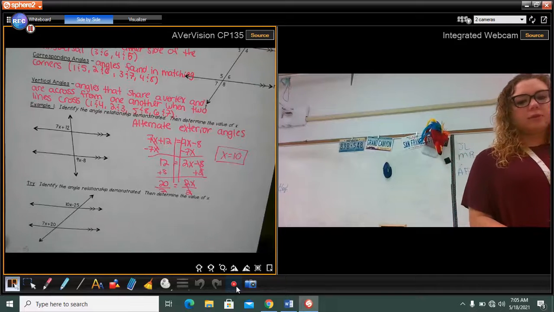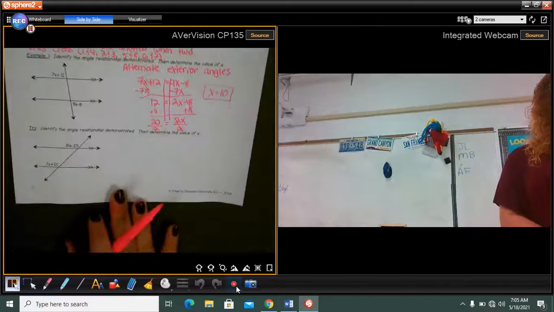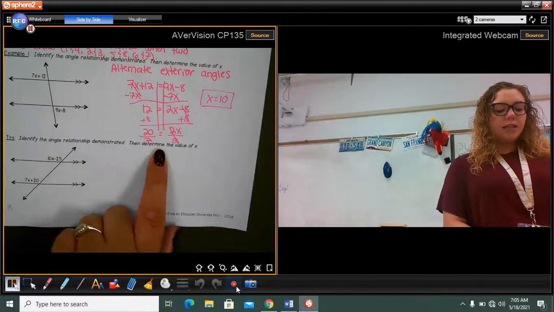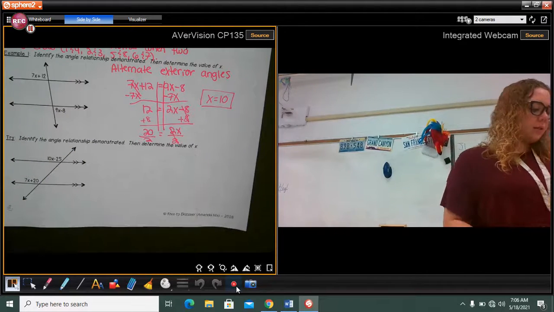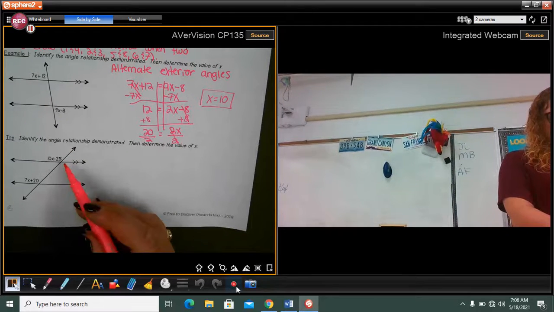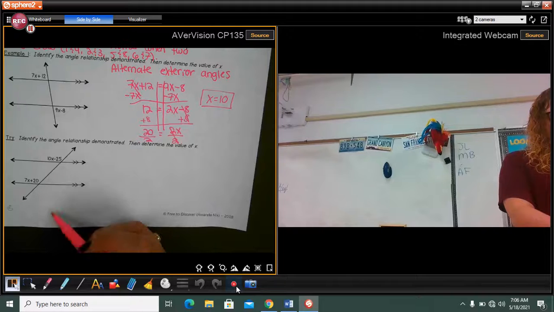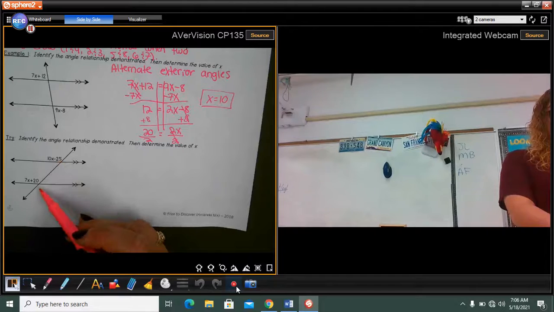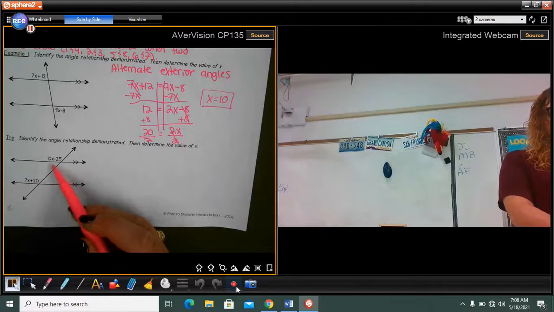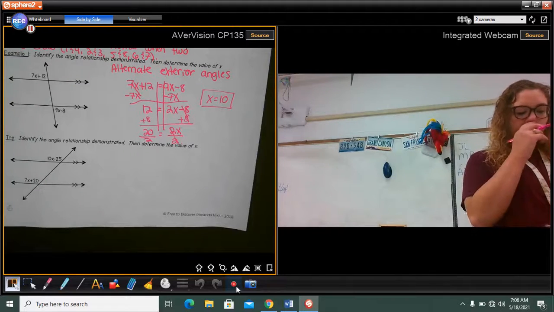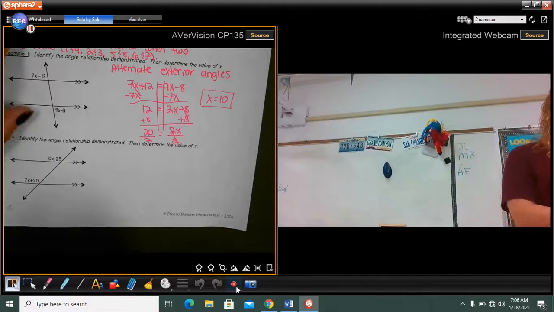Let's look at the next one. They want us to do the same thing. They say identify the angle relationship demonstrated, then determine the value of x. Okay, so let's look. One's inside, one's outside. They're not on opposite sides. But this is on the left-hand side on the top, and this is on the left-hand side on the top. So they are in the same place on each line. So they must be corresponding angles.